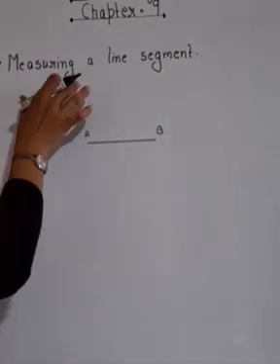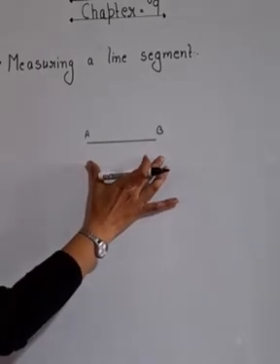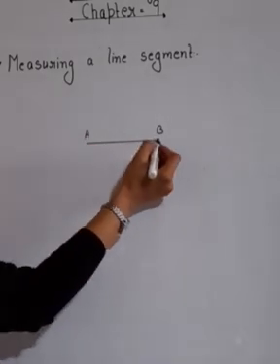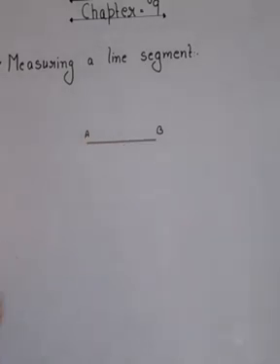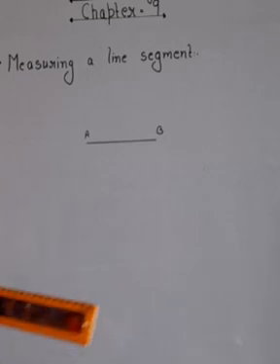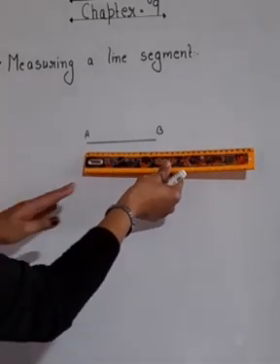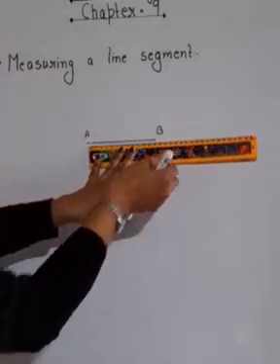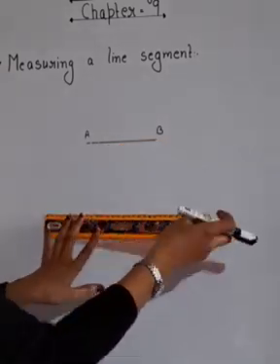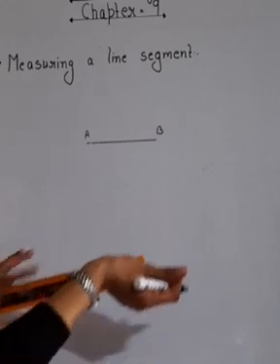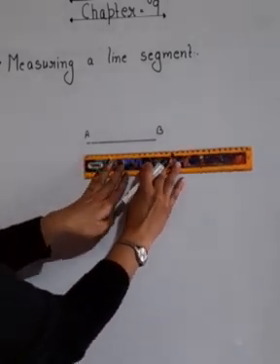Okay, for understanding this, I have drawn a line segment over here, and the 2 points I have named as A and another one as B. So for measuring this, you have to use your ruler. Now you will put this ruler along the line segment AB such that this 0 of your ruler coincides with the point A. Okay, I'm keeping it like this.